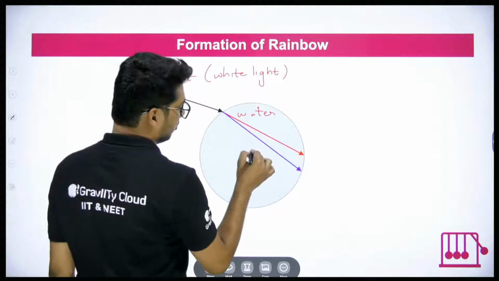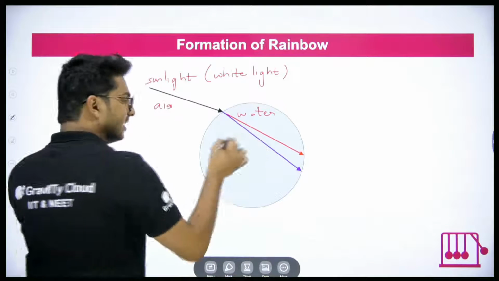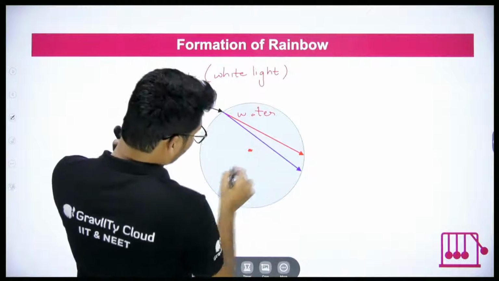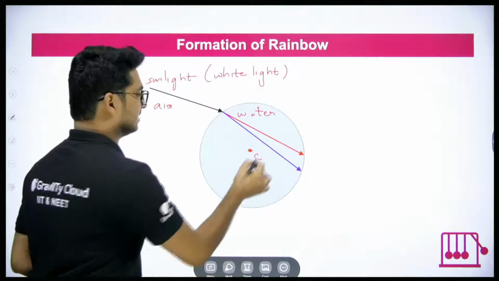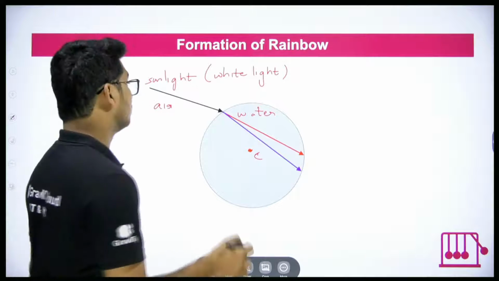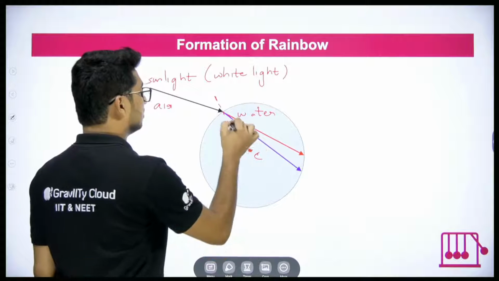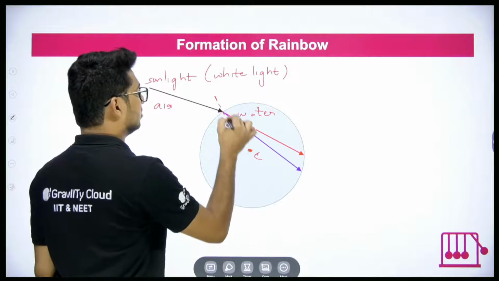And if you want to know what the normal is, first of all, look at this. This is like a circle, right? So the center will be somewhere here. And it's exactly a sphere. In a sphere, normal passes through what? Normal passes through the center of curvature. So this is something like the normal.